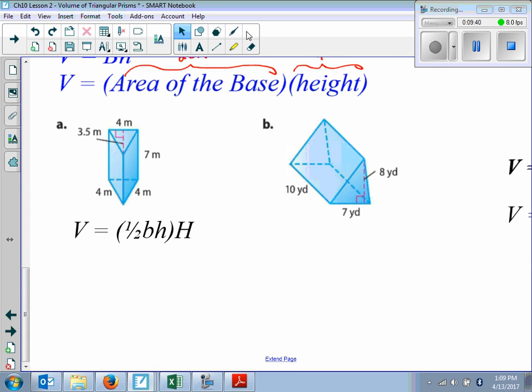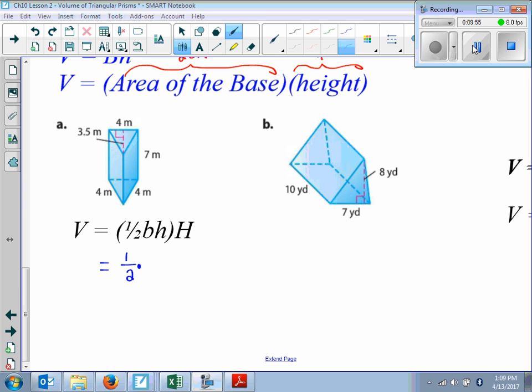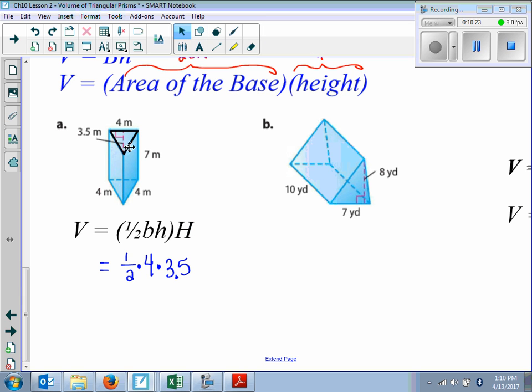So now let's substitute in. So we've got 1/2 times the base of the triangle. Here's the triangle. What's the base of the triangle? 3.5. No. So what's the base again? 4. The base is 4. Very good. And then the height of the triangle. What's the height of the triangle? There's the 3.5. Okay, 3.5. Now we're going to multiply that times the height of the prism. And don't forget, the height of the prism goes from this base down to that base. So which one of these numbers is the height of the prism? 7. Very good, very good.